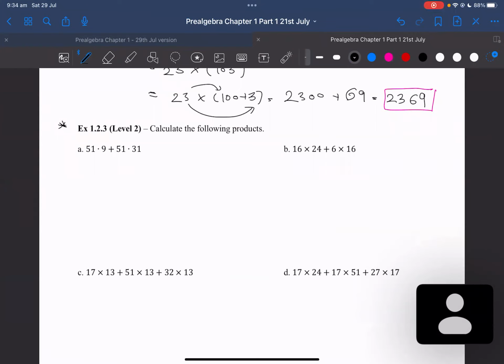So I know some of you can probably do this by just doing them each individually. But even if you can do that, I want you to separate it up, use the distributive property. Because 51 times 9, 51 times 31, they're not huge numbers. You can do long multiplication. But I want you to use the easy method. It's not just about the answer, it's about how you get to the answer.